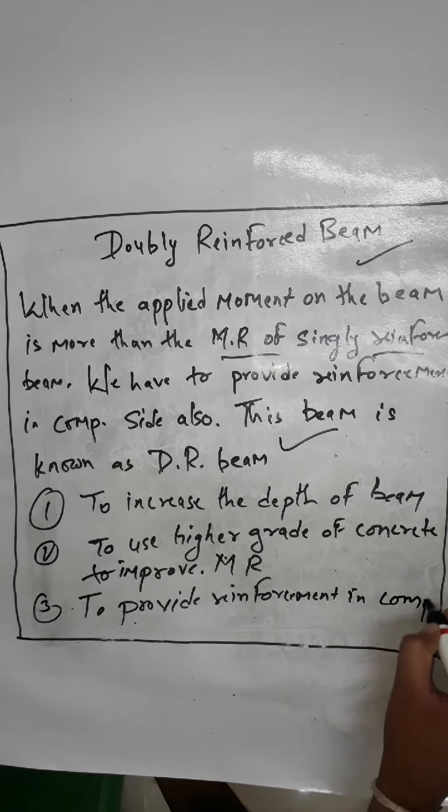Fourth one, for precast beams. And fifth one, when the loads are eccentric. So these are the conditions where we use the doubly reinforced beam. So this is the basic introduction about the doubly reinforced beam.